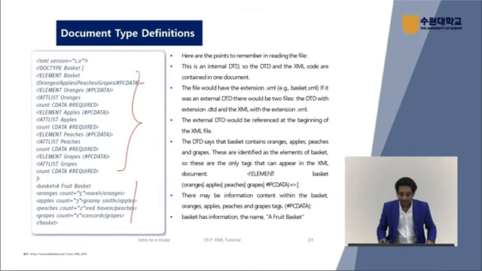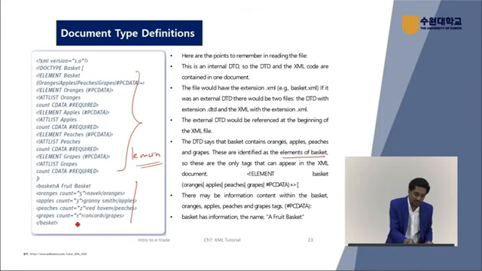So the DTD says that basket contains oranges, apples, peaches, and grapes. These are identified as the elements of the basket, right? So these are the only tags that can appear in the XML document. Which means, for example, in this XML document type definition, we do not have lemon, right?